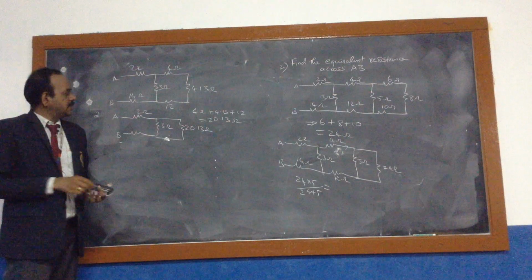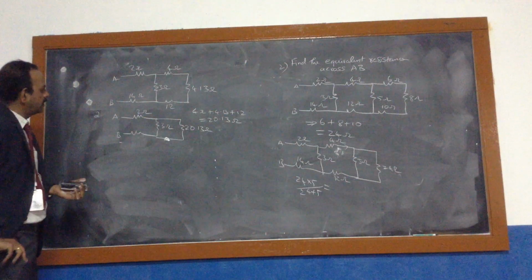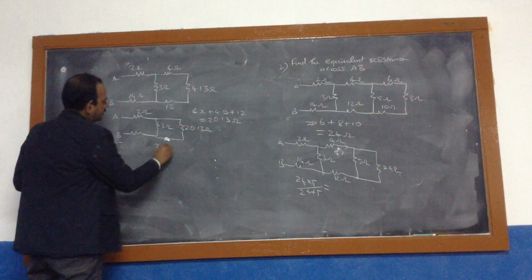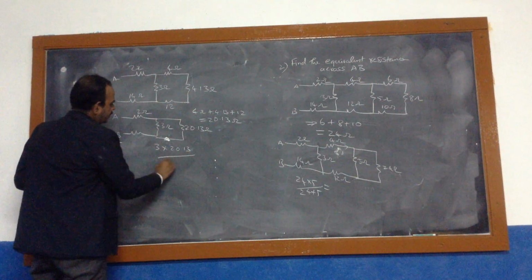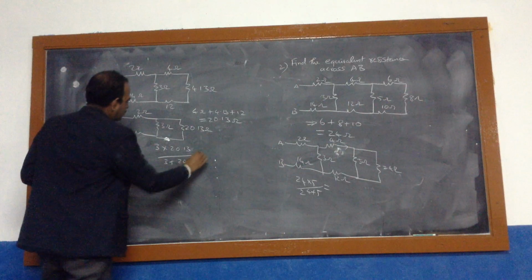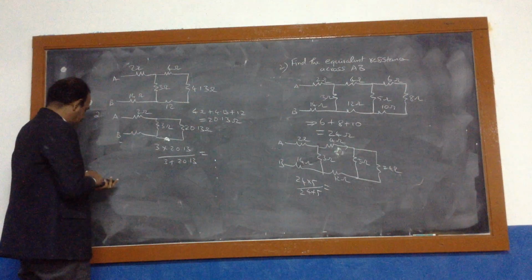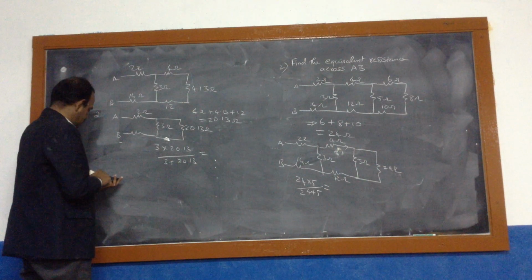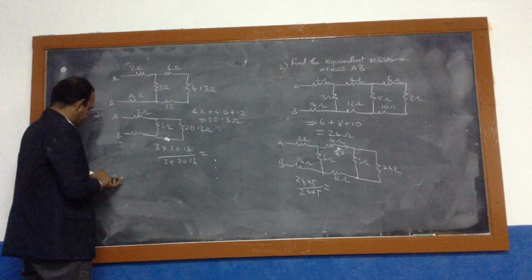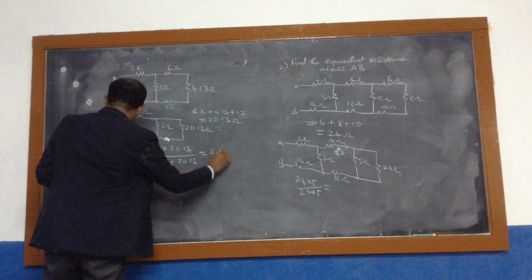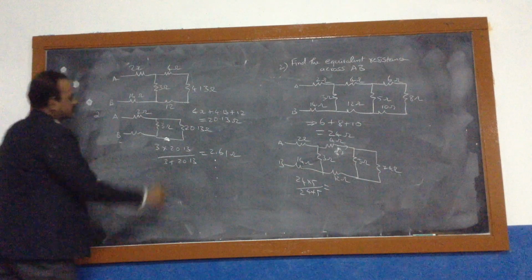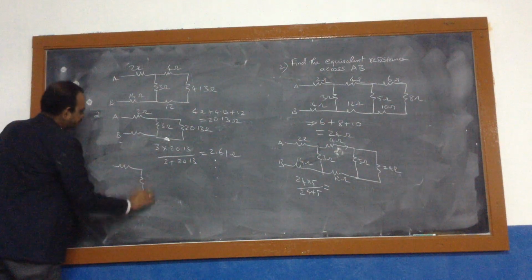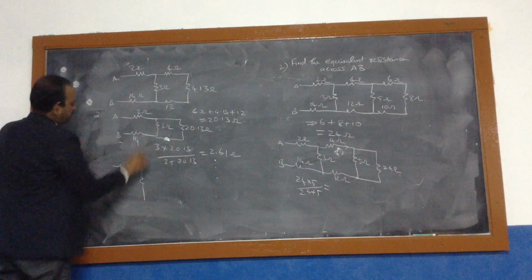This 20.13 will be parallel with the 3 ohm resistance. Just do the parallel: 3 times 20.13 divided by 3 plus 20.13, which is 23.13. So we are getting 2.61 ohm. These two are in parallel, so again, just redraw the circuit. This is 14.